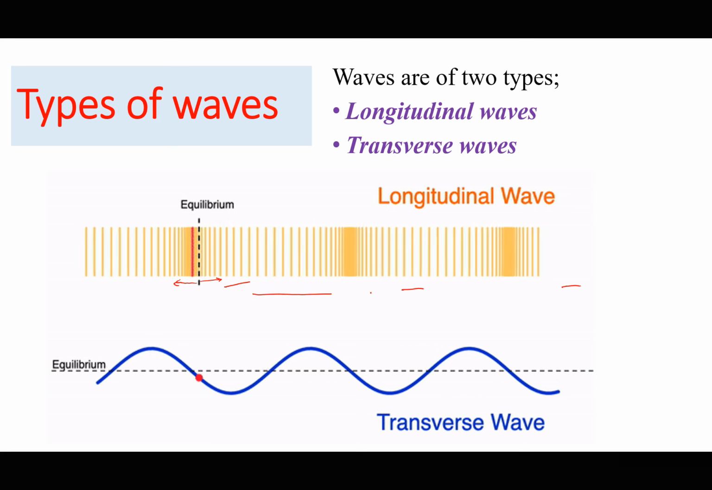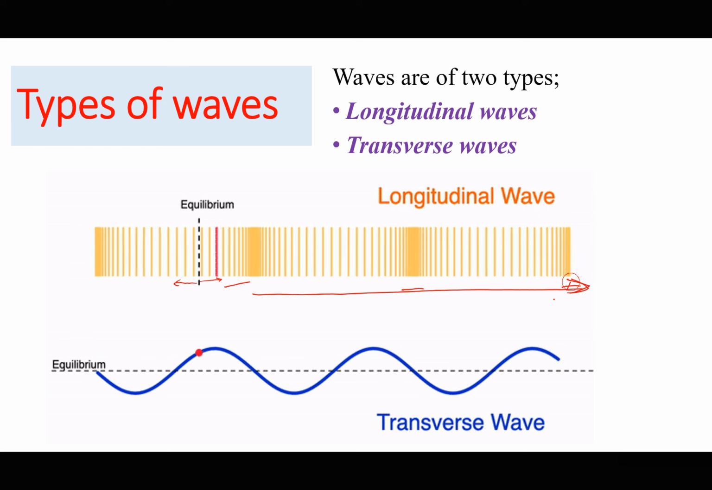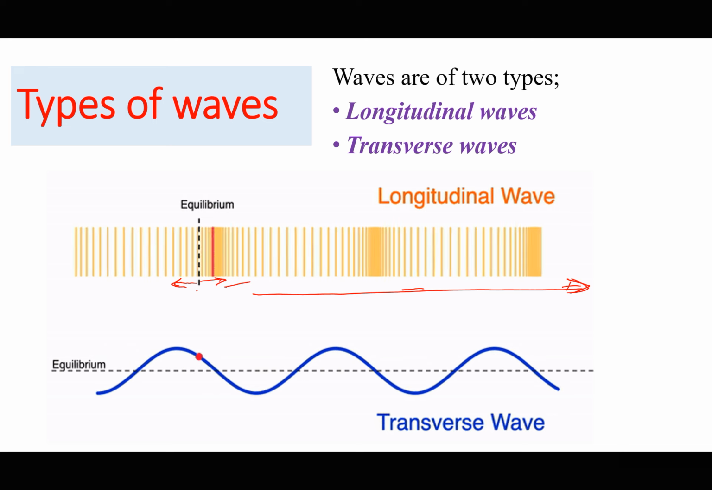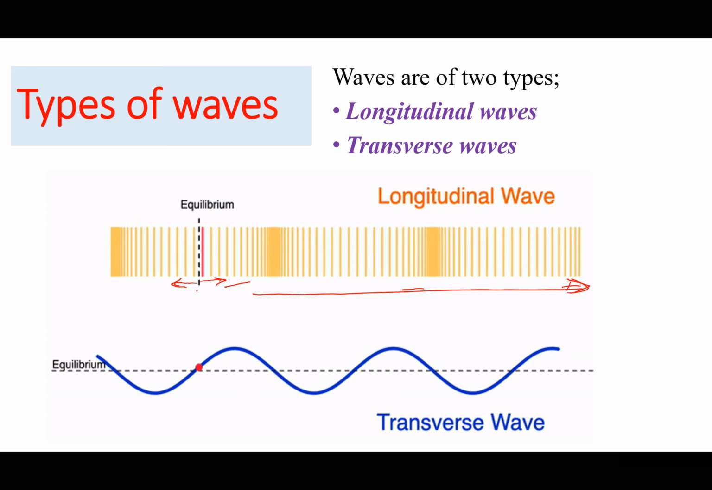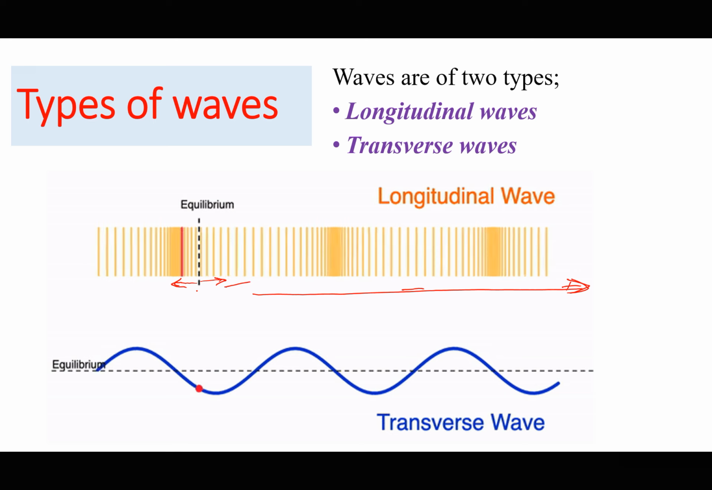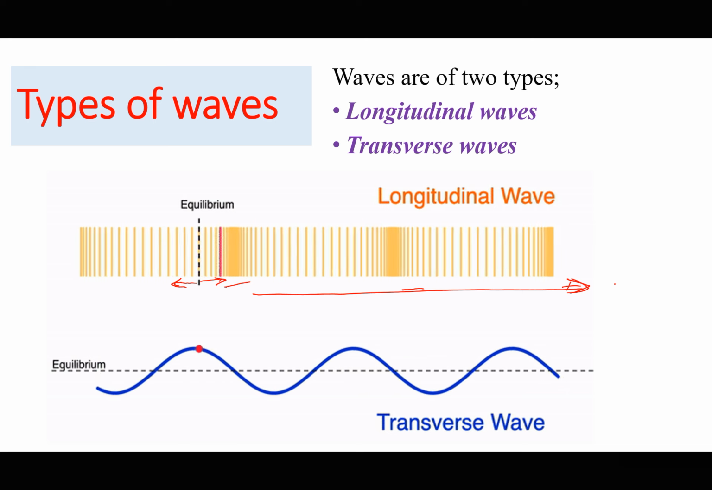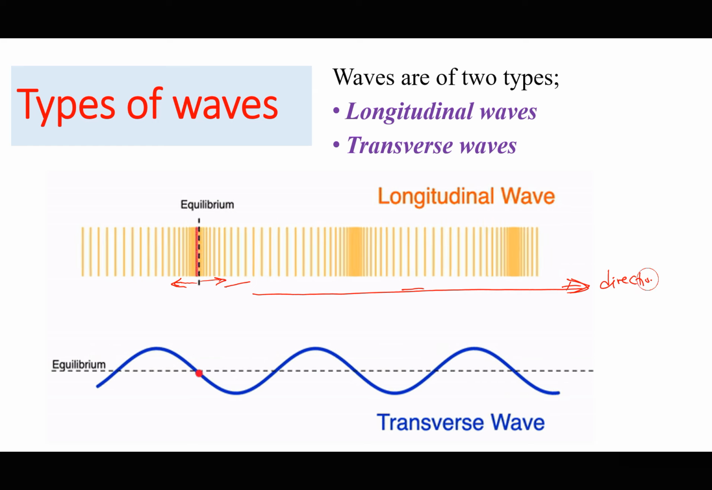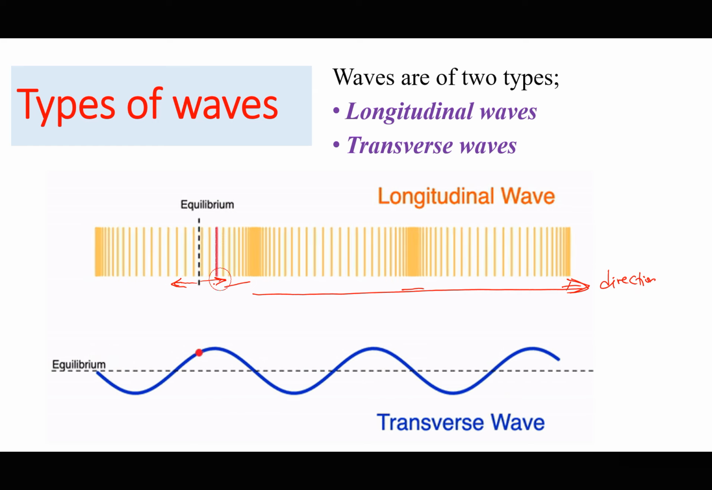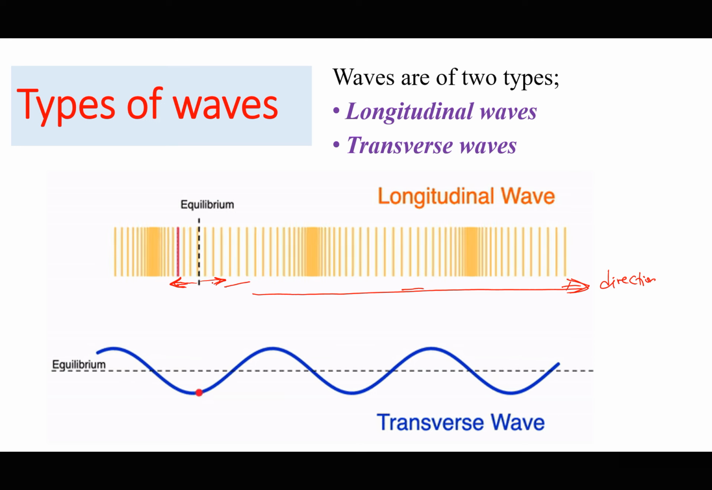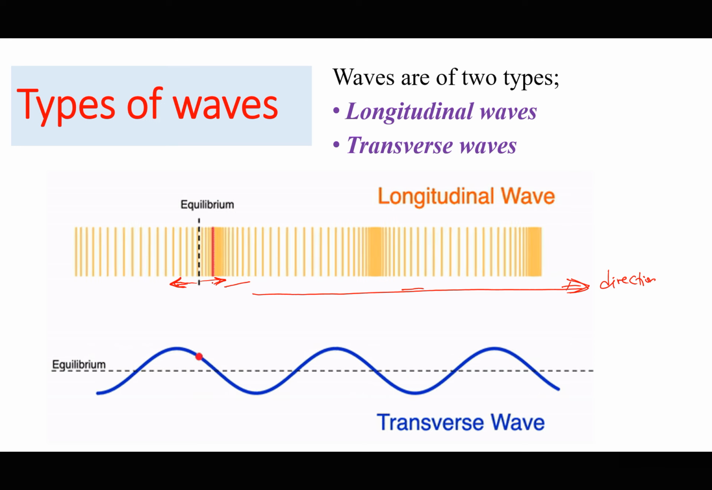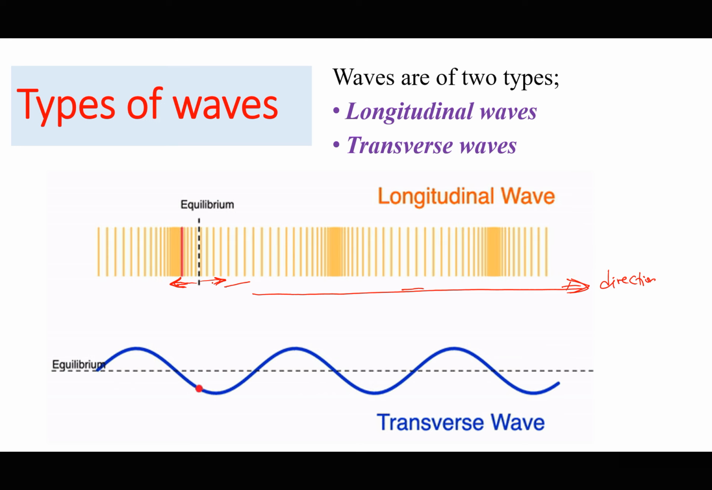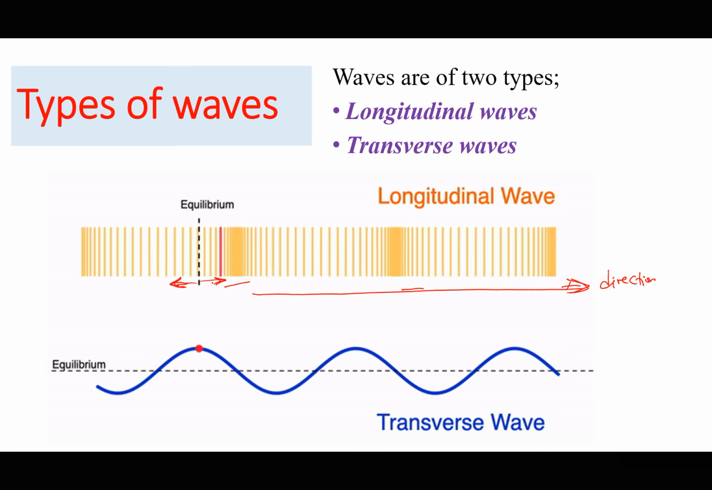So the wave is moving towards the right-hand side, and the red line is oscillating towards the right and the left as the compressions move towards the right-hand side. So this is going to be the direction of the wave, and this is going to be the vibration of the particles. So what do we notice about the longitudinal wave? The particles vibrate parallel to the direction of propagation of energy.